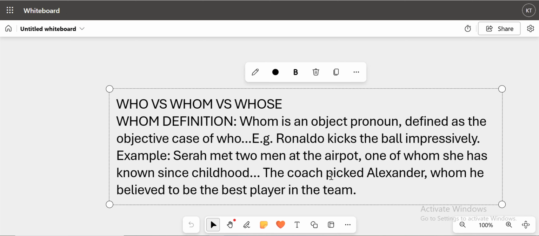So wherever you are using whom, know that you are using it as an objective case, and you could have either him, her, or it. The coach picked him, the coach picked her, the coach picked it. So this is how to use whom in sentences.